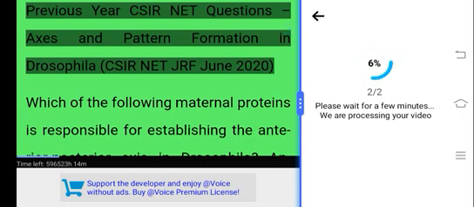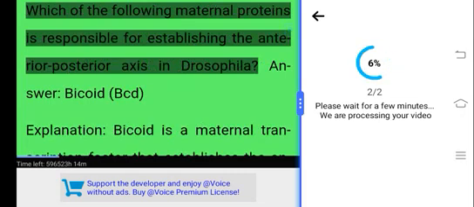Previous year CSIR NET questions. Axis and pattern formation in Drosophila. CSIR NET JRF June 2020. Which of the following maternal proteins is responsible for establishing the anterior-posterior axis in Drosophila? Answer. Bicoid (BCD).